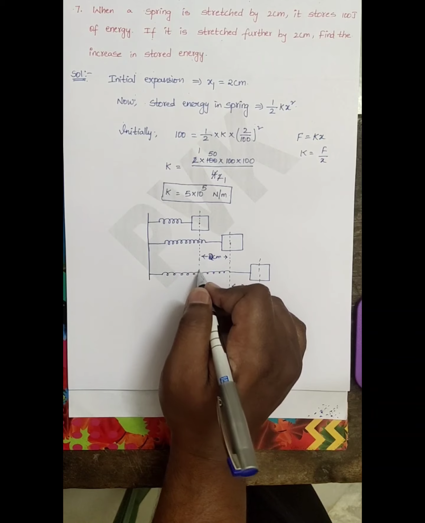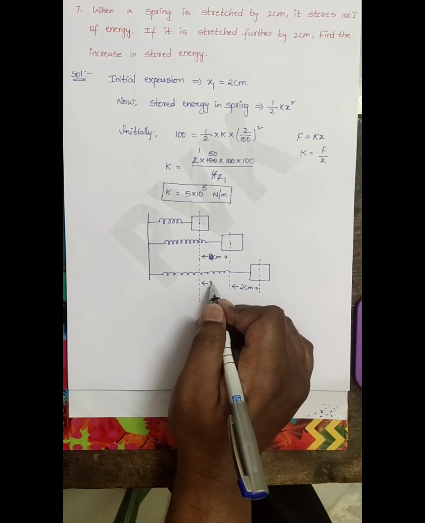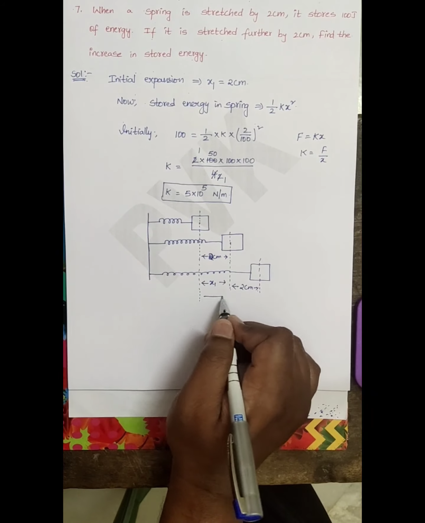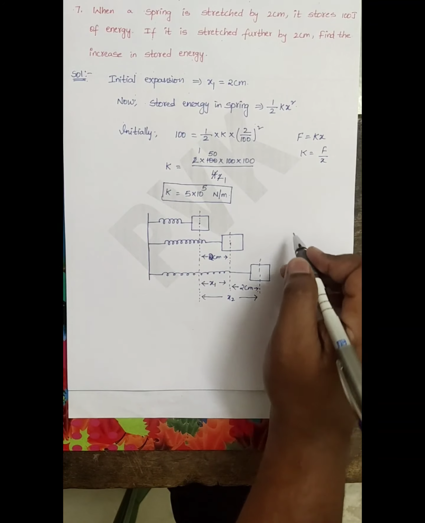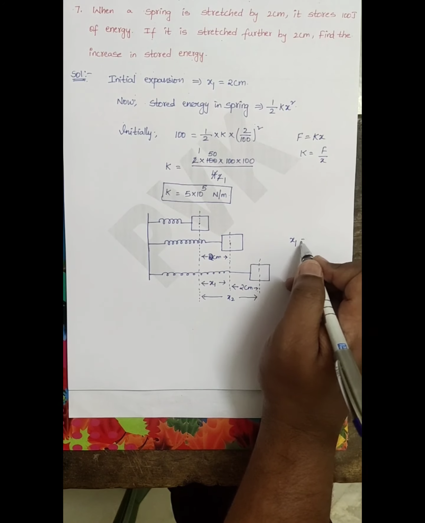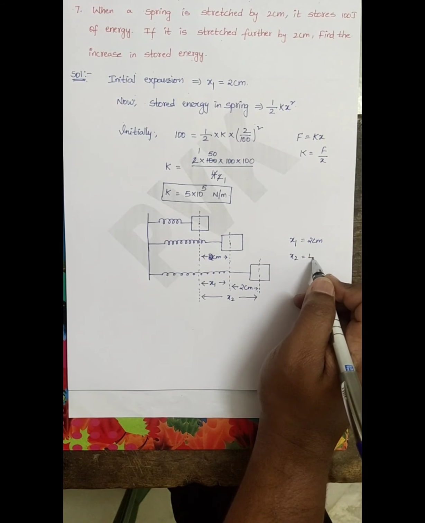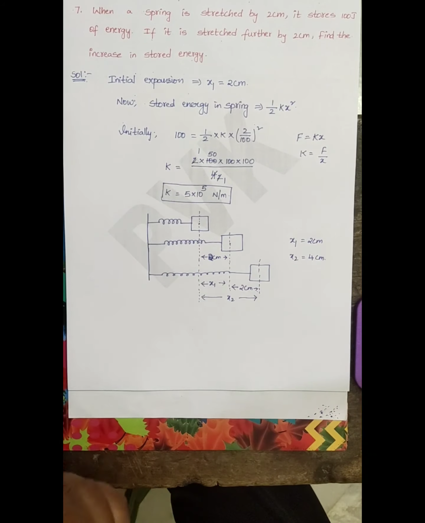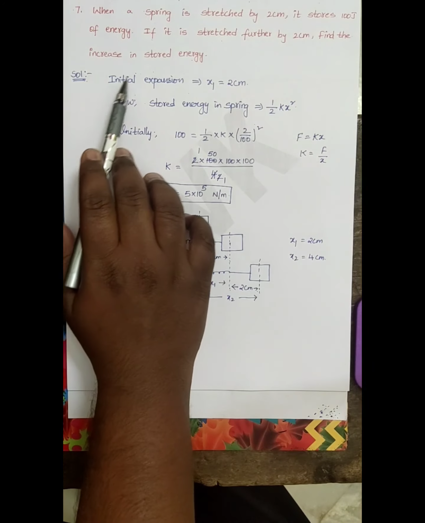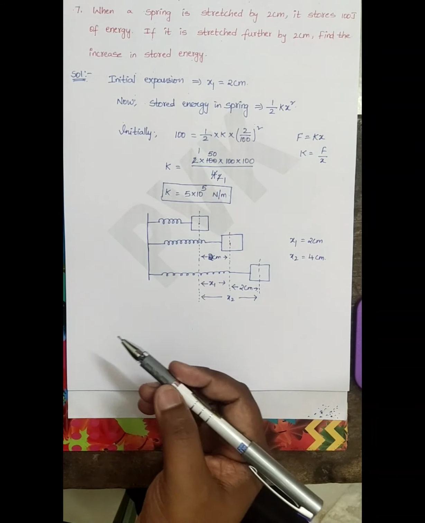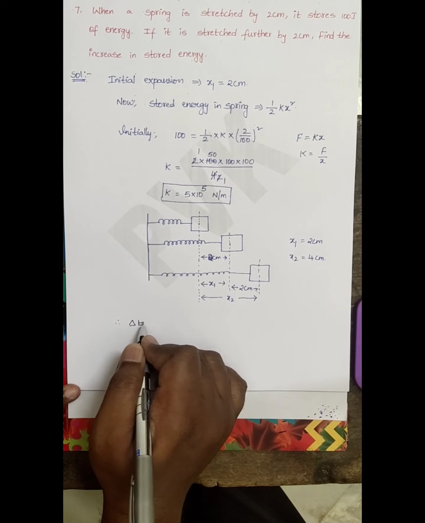From the original position of the spring, this is your x1 and this whole thing is your x2. From this figure, x1 is already given as 2 centimeter, and x2 we can say is 4 centimeter. Now what was he asking? Find the increase in stored energy. Therefore the change in the energy.